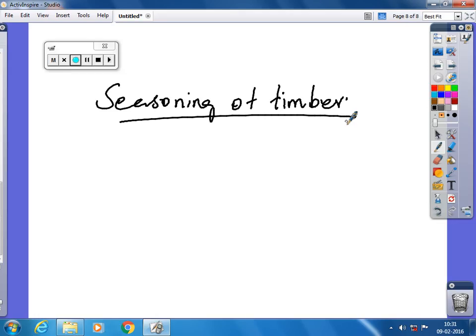If timber is maintained well, the lifespan of timber will be more. Either you keep it in a wet condition or you dry it. But when you alternate, drying and wetting and drying and wetting, it will affect the strength of the timber and you cannot use it for a very long time. Done? We'll go to the next topic, seasoning of timber.